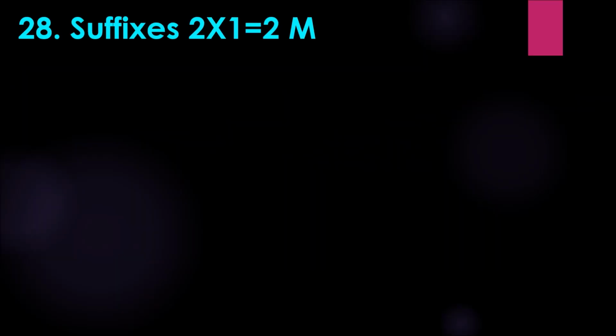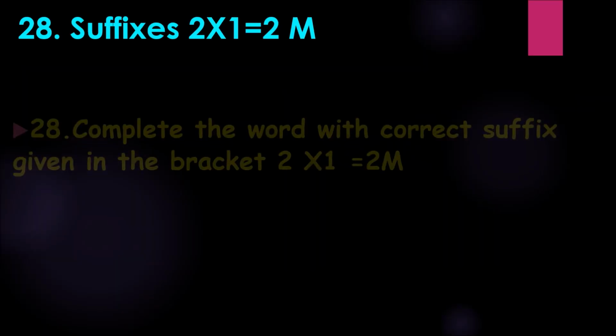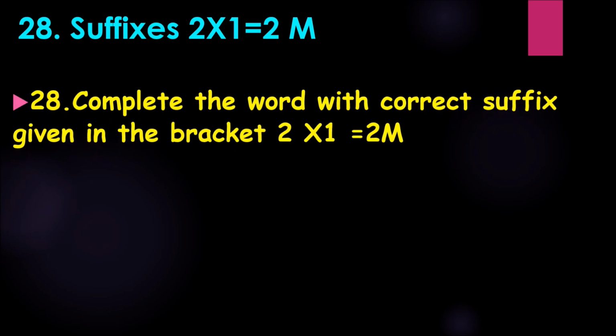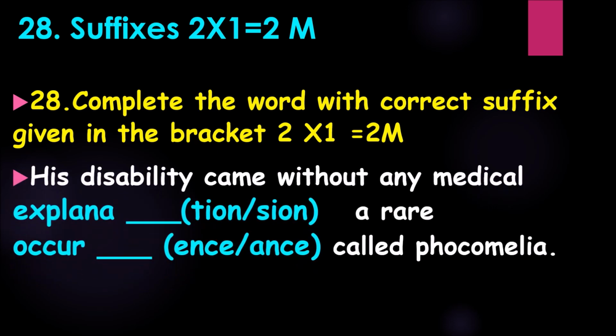And now the question number 28, it's all about suffixes. Complete the word with the correct suffix given in the bracket. His disability came without any medical explanation. EXPLANA, is it TION or SION? A rare occurrence called phocomelia. Is it ENCE or ANCE? We know both ENCE and ANCE are correct.